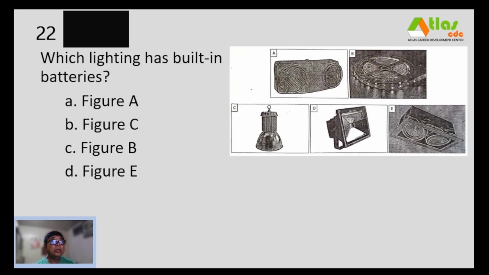Question 22. Which lighting has built-in batteries? Letter A, figure A. B, figure C. C, figure B. And letter D, figure E. 10 seconds.